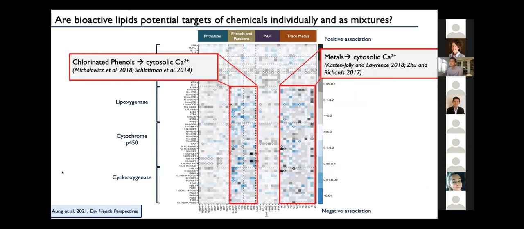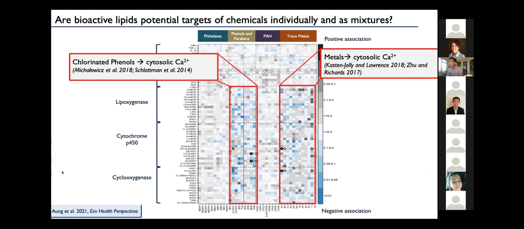So also zooming into the phenols and parabens, we observed largely negative signals in each of the different enzymatic pathways. And, particularly with the metals, we saw either mostly negative or sometimes an even 50-50 split of associations. And we learned from in vitro models that chlorinated phenols particularly can alter cytosolic calcium concentration levels, which can influence calcium-dependent metabolism of fatty acids. And the metals have also been shown in animal models to inhibit calcium-dependent enzymes as well.